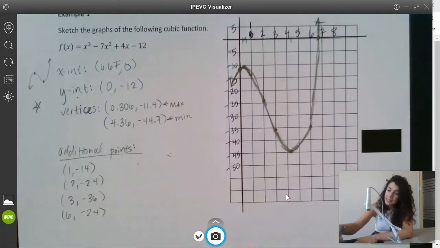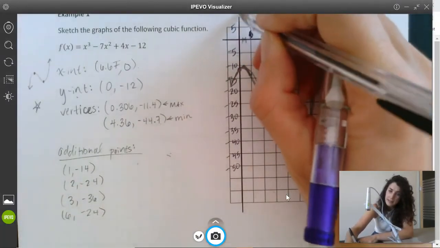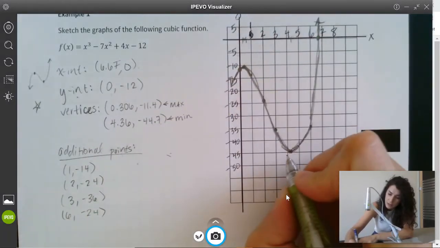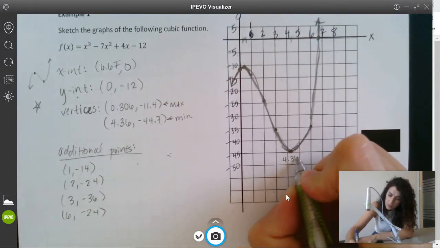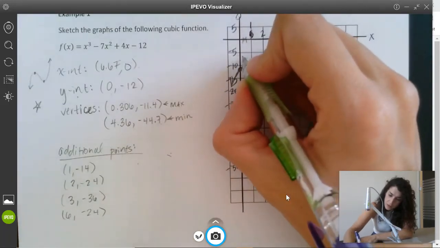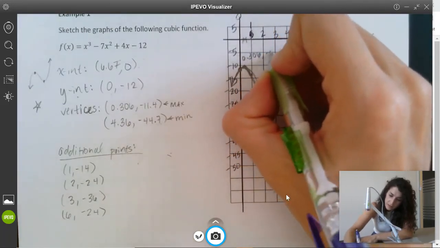I do want to make sure that I label my axes x, y, and then I label my intercepts as well as my vertices. Similar to what we were doing with our quadratics.